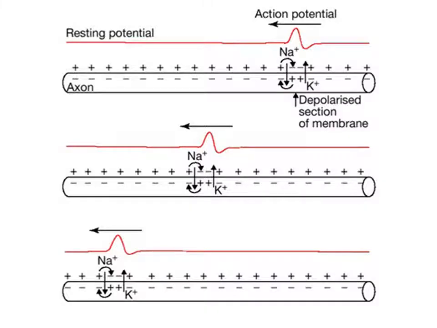This diagram shows the action potential moving along in the opposite direction, from the right to the left. What you need to notice is the red line there, which shows the resting potential and the action potential. It's the line that you've got on that graph that we did earlier, and you'll see that ultimately the peak of the action potential is just travelling along like a wave along the axon.